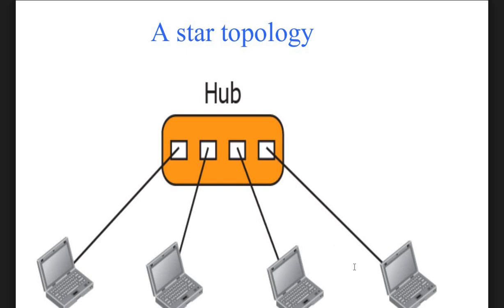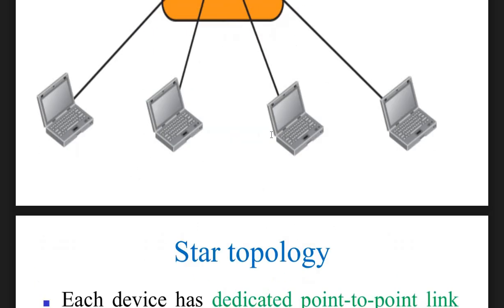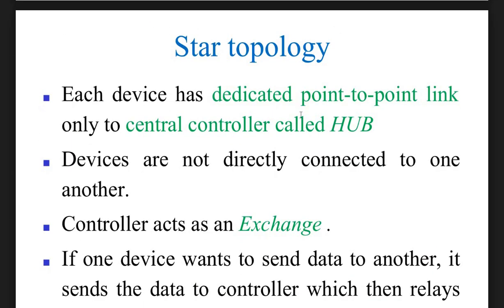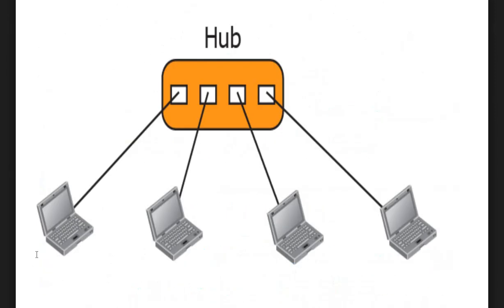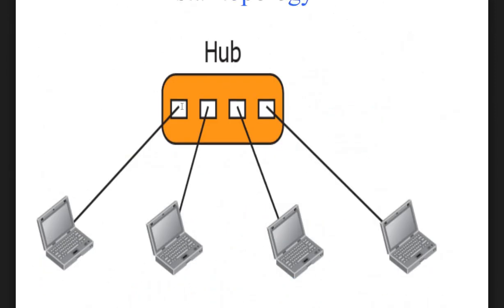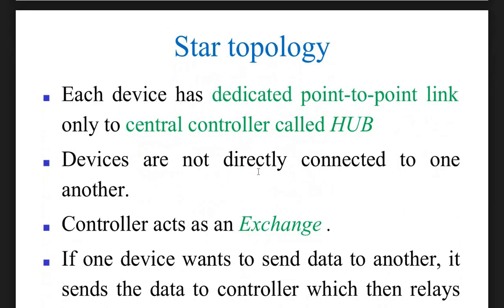Okay, see, all these nodes are there. These nodes are going to be connected with the hub. Each device has a dedicated point-to-point link. See, one particular system is dedicated to one particular point of the hub, right? So it is a dedicated point-to-point link, and only one central control unit will be there, that is called a hub.